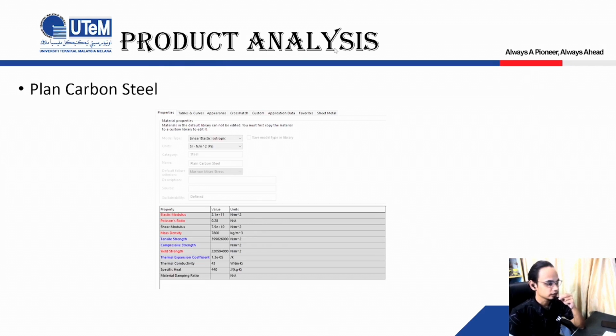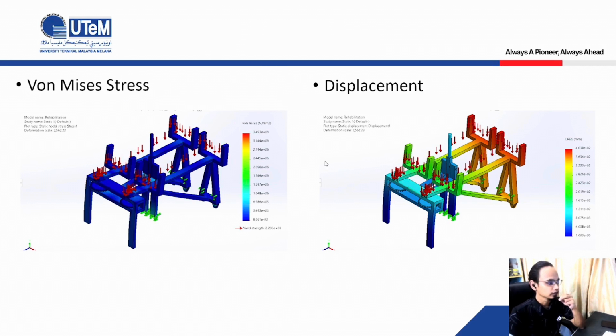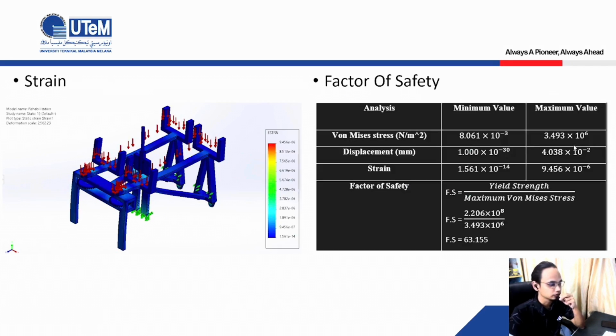For product analysis, the main material we use is plain carbon steel. The yield strength for this product is 220 million, and then the von Mises stress, the highest, is 3.493 times 10 to the power of 6, and then the displacement is 4.38 times 10 to the power of negative 2, and then the strain is 9.56 times 10 to the power of negative 6.